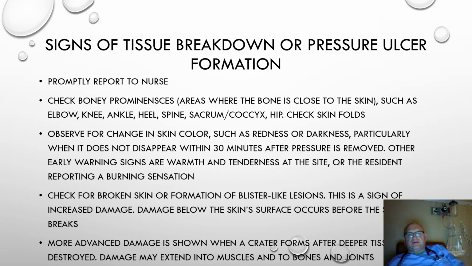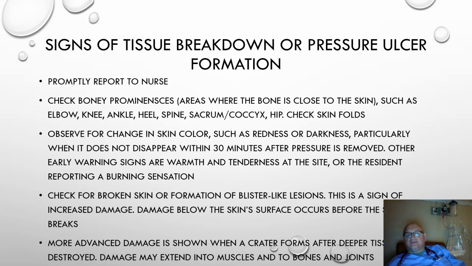Signs of tissue breakdown or pressure ulcer formation. Any signs of impaired skin integrity, you want to promptly report it to the nurse. Check the bony prominences, the areas where the bone is close to the skin, such as the elbow, knee, ankle, heel, spine, sacrum, or coccyx, the hip, and check skin folds. Observe for changes in skin color, such as redness or dryness, particularly when it does not disappear within 30 minutes after the pressure is removed.